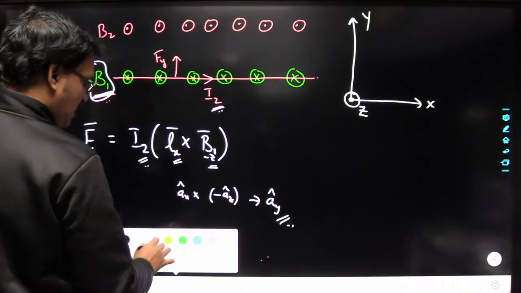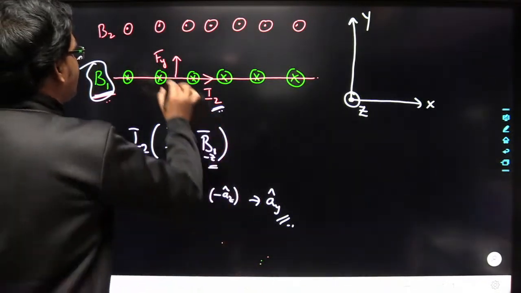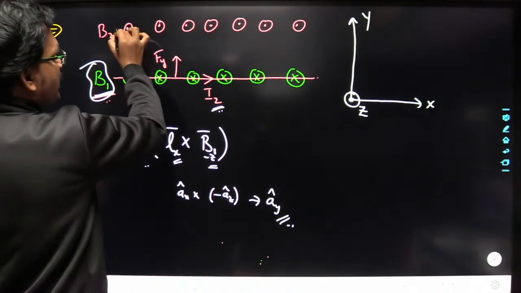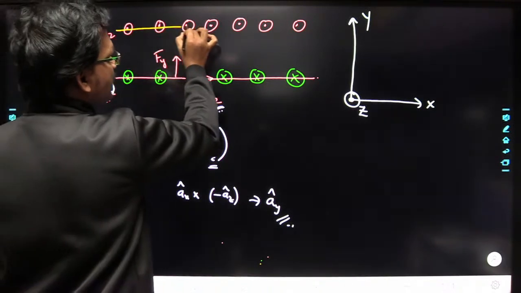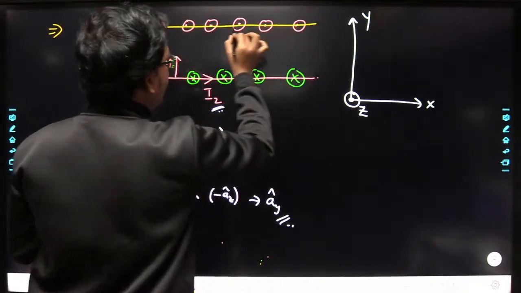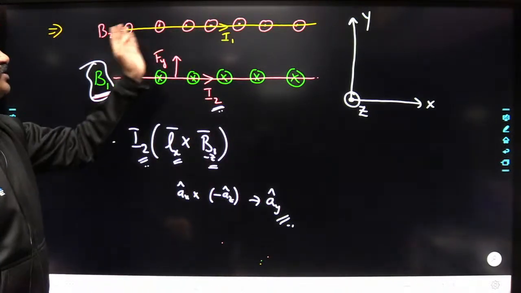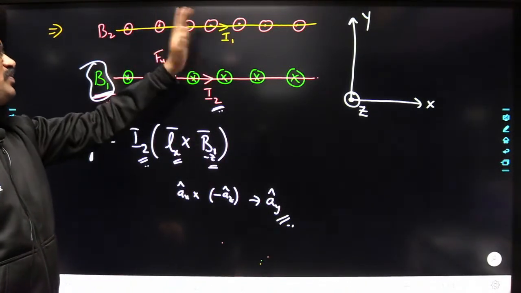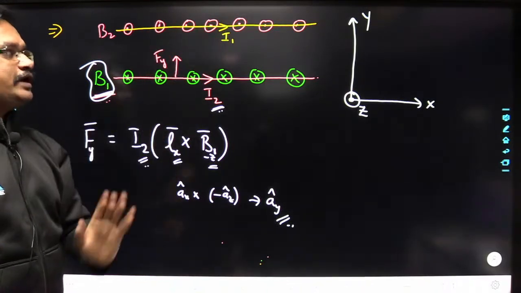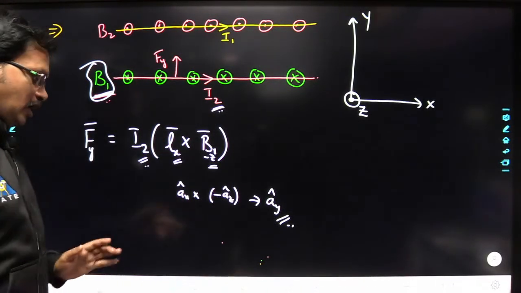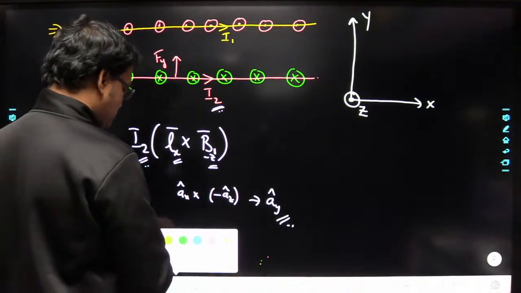So now here I am placing a current carrying wire. We already have a current carrying wire or not? So I am placing a current carrying wire I1 here, in this B field. Whenever I place a current carrying wire I1 in this B field, it is also going to experience the force or not? It is also going to experience the magnetic force. Now in which direction is it going to experience the force here?